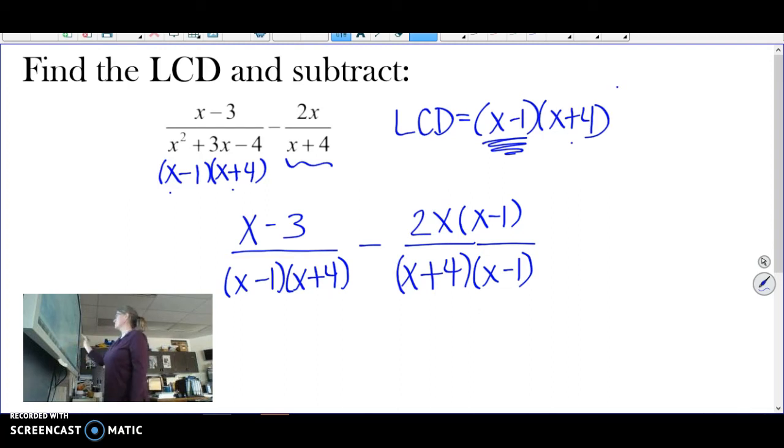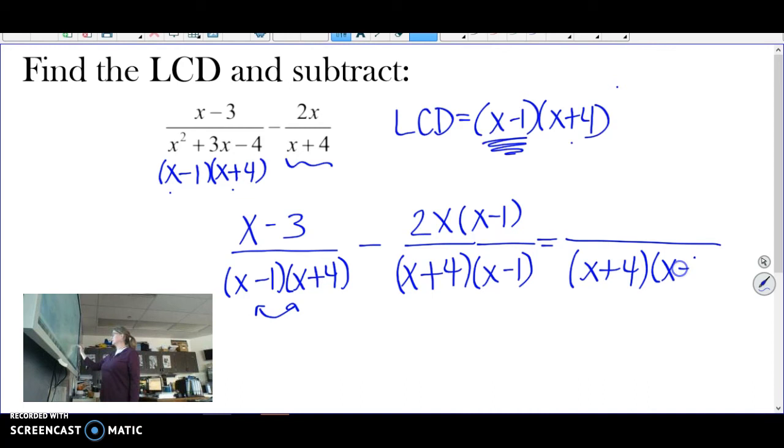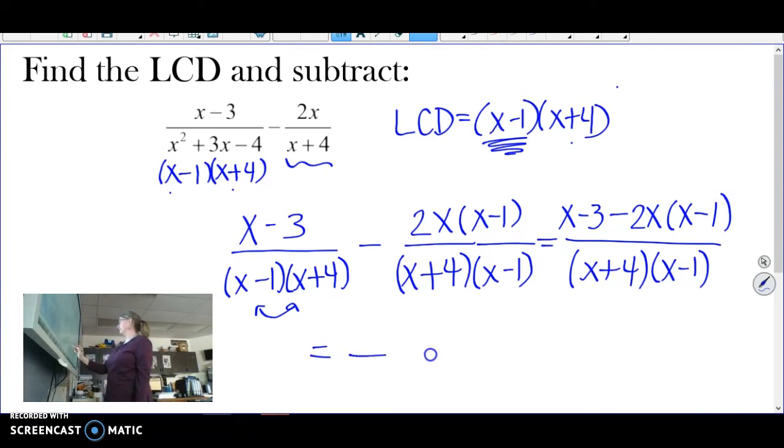All right, so now I have my common denominator. That's going to be my denominator. Even though they're in reverse order, it doesn't matter. It's multiplication. You can switch those around. So my denominator is x plus 4 times x minus 1. And in the numerator, I have x minus 3, and then I'm subtracting this entire numerator on the right. So let's simplify that.